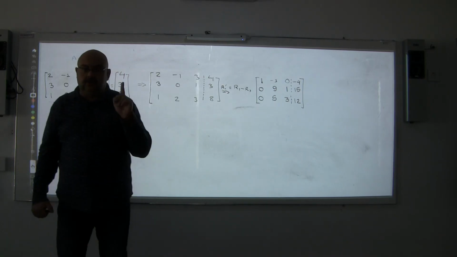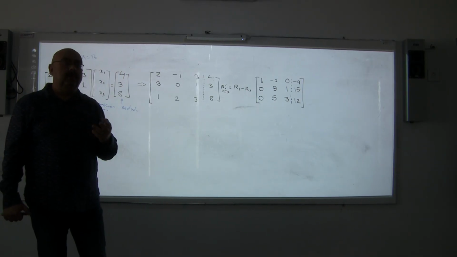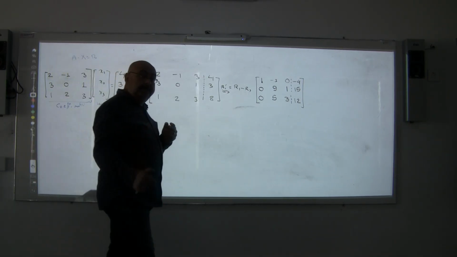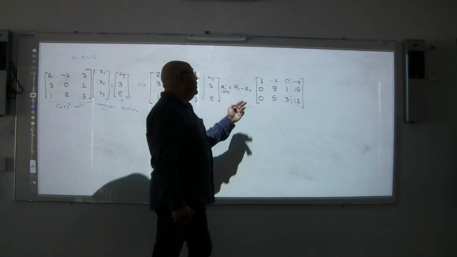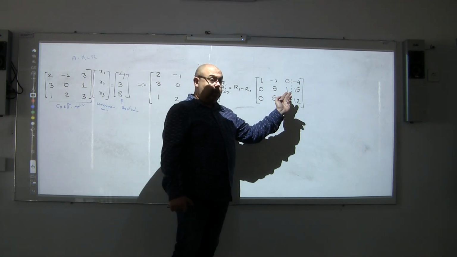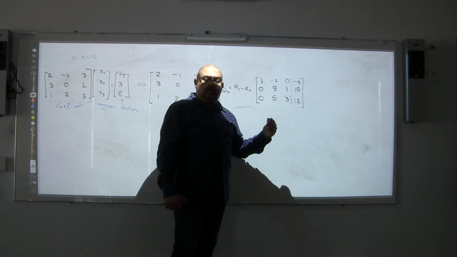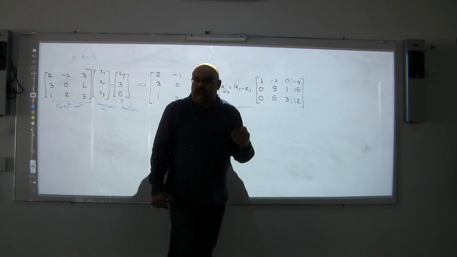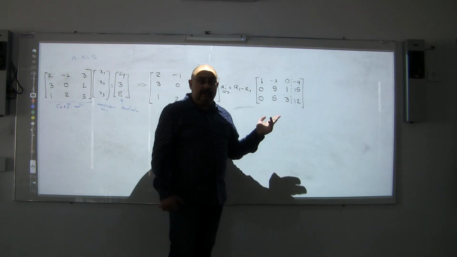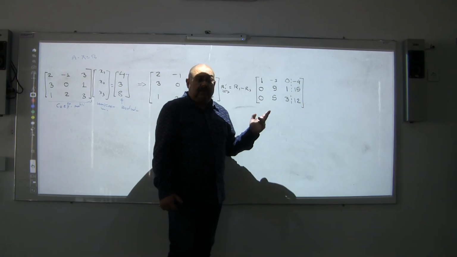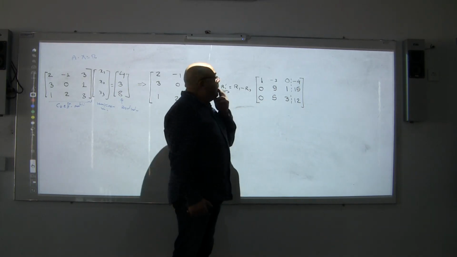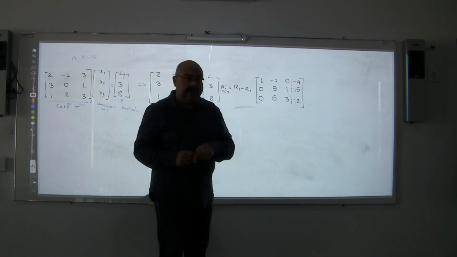Or to change 9 to be positive 1. What to do? 1 over 9. Yes, if I multiply by 1 over 9, it's correct. But unfortunately, I will start to deal with fractions all over the place. Right? So you have fractions. Okay, I can think of something else.